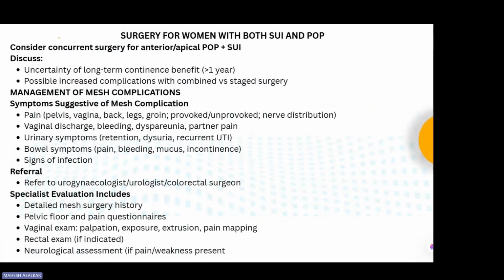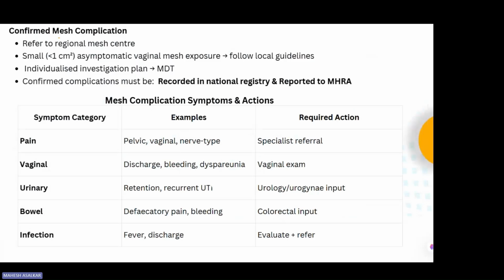If you have a mesh complication, you have to refer the patient to a urogynecologist, urologist, or colorectal surgeon. Here is the role of the regional MDT. Okay, mesh complication will always go to the regional MDT. Specialist evaluation will include detailed mesh surgery history, then pelvic floor and pain questionnaires. We have to do vaginal examination, palpation, for exposure of the mesh, extrusion of the mesh, pain mapping, rectal examination if indicated, and neurological assessment if there is any weakness. Okay.